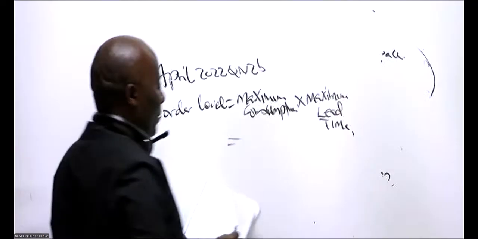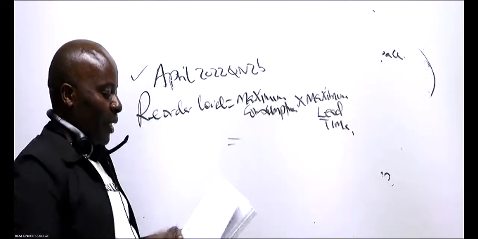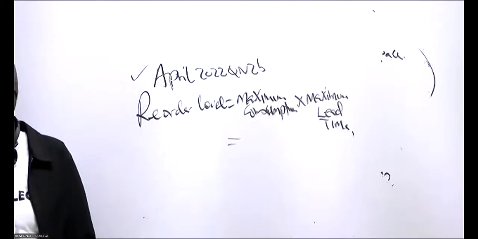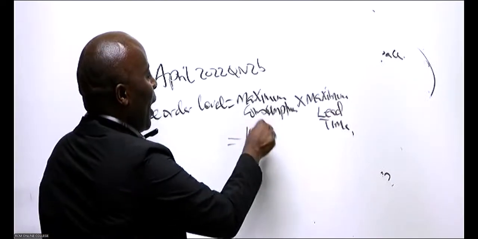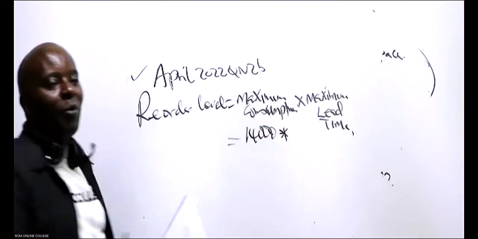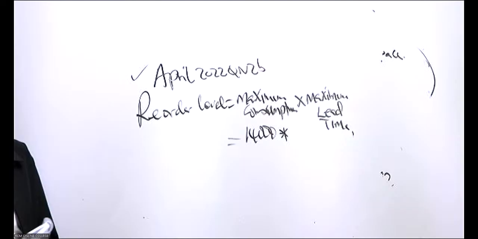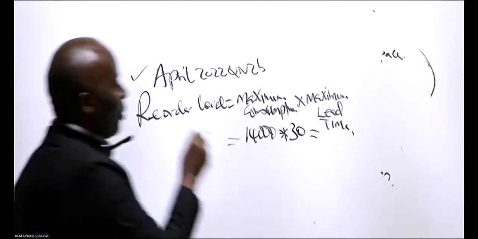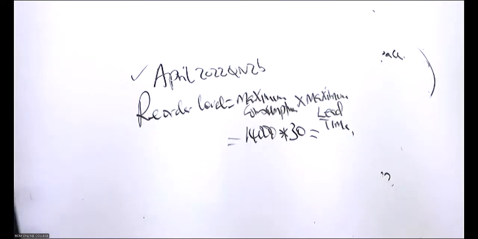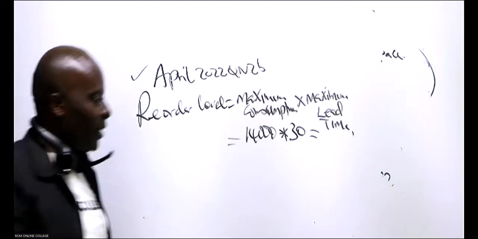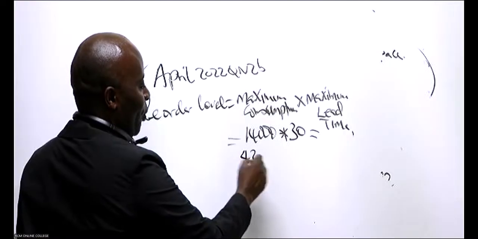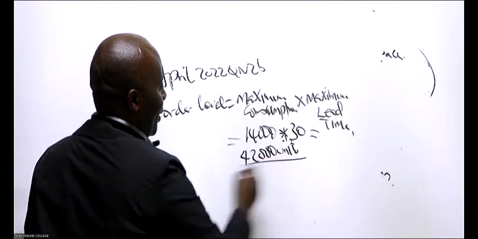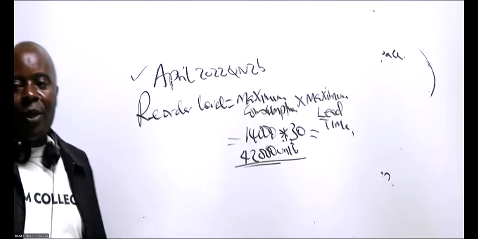In this case, what is the maximum consumption? It's written there, maximum usage per day: 1,400. How about lead time? They've given us lead time as a range, 25 to 30, but I want the maximum, 30 days. If you get this wrong, every other thing will be wrong, unfortunately. So that is 42,000 units. Is that okay?